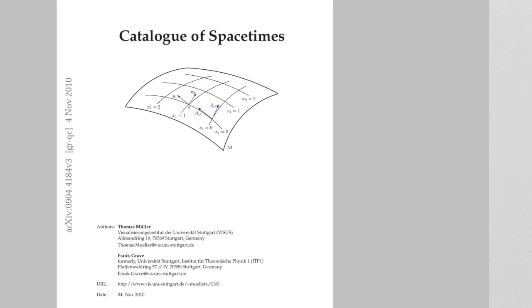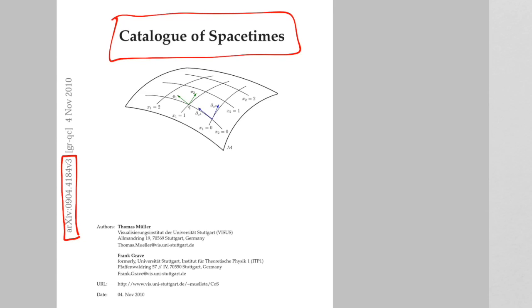Okay, for this lecture, I've actually decided to lean into some kind of source material to help everybody go along through this course. And the source material I've chosen is the Catalogue of Spacetimes. The Catalogue of Spacetimes can be found on the web at this address. It's from this archive server, and you can just Google it. Maybe Google Catalogue of Spacetimes and Muller or Grave, and see if you can find it.